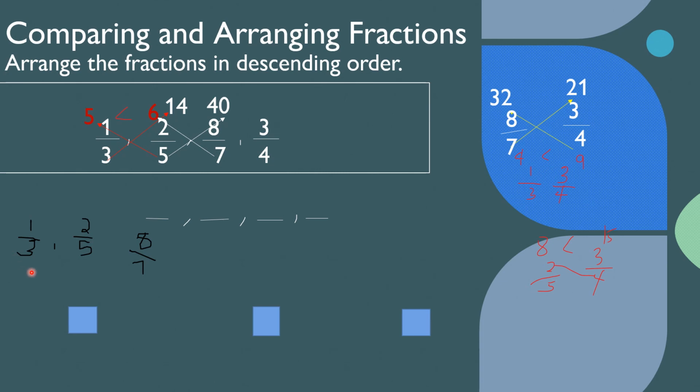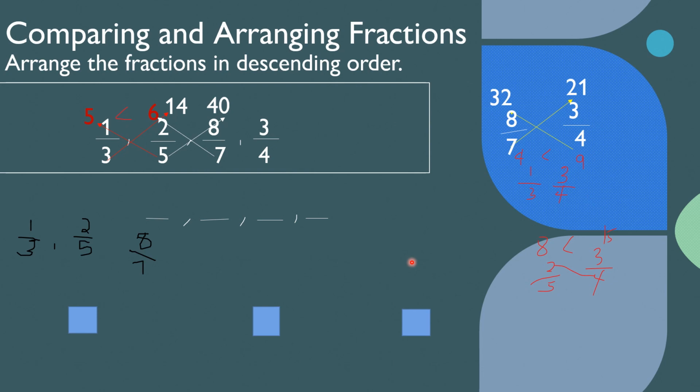Now, paano naman na ngayon? Sunod naman, i-compare natin yung 3/4 sa 2/5. Kung sino kaya sa kanilang dalawa ang mas maliit or mas malaki. Alam na natin ang 8/7 ay mas malaki. So, 2/5 and 3/4. 2 times 4, that is 8. And 5 times 3, that is 15. So, ang 2/5 is maliit kaysa sa 3/4. Kasi 8 is less than 15. So, ngayon, alam na natin na mas maliit pala ang 2/5 kaysa sa 3/4.